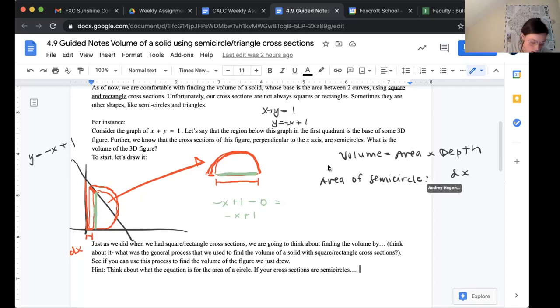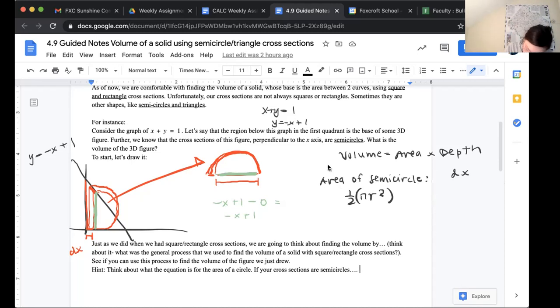The area of a semicircle is going to be 1/2 pi r squared. If it was a full circle, that actually wouldn't really work. But since it's a semicircle, we are going to have the area of our circle, pi r squared, and then 1/2 of that because the circle is split in half. So that means we need our radius.